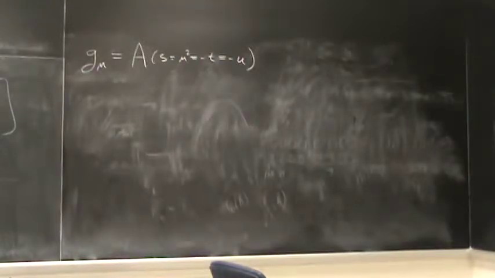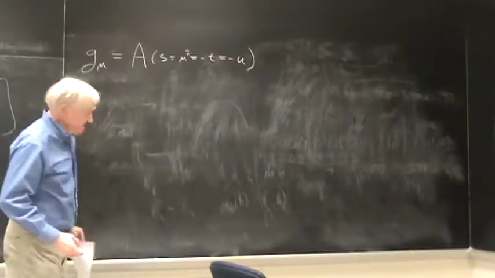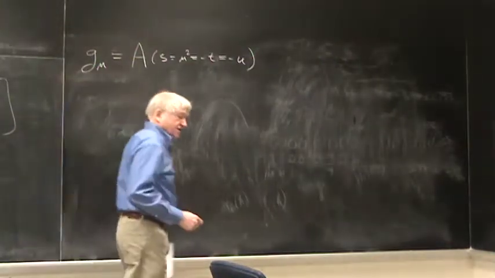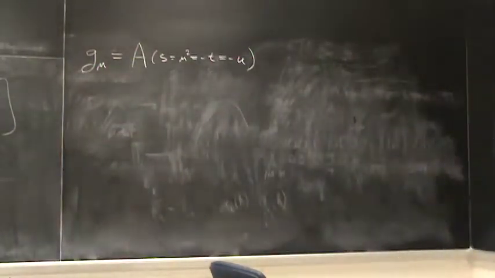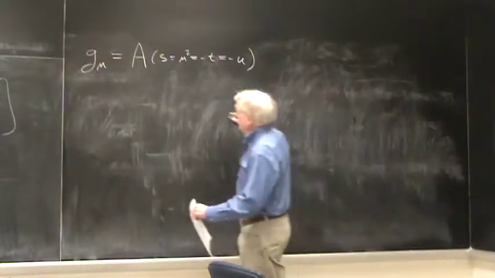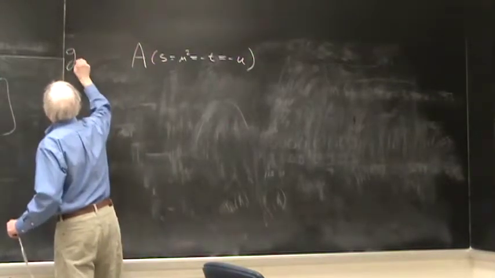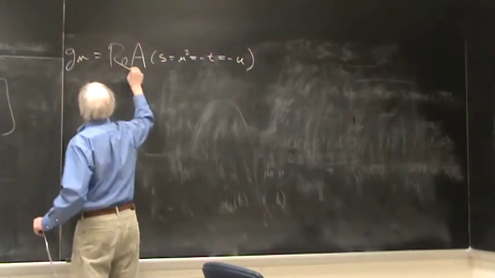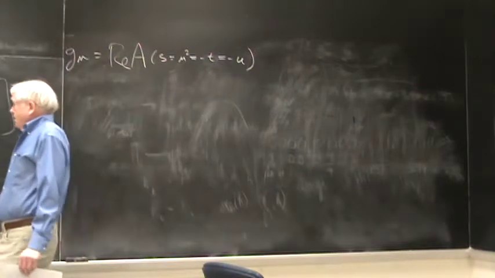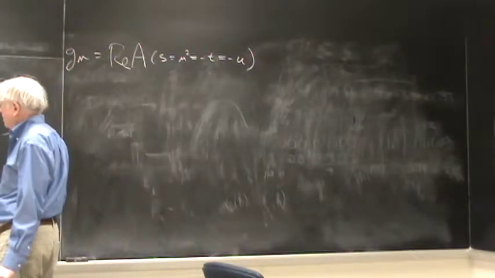And so now what we're doing, I made a mistake here. This is supposed to be the real part of the amplitude, because I don't want a complex coupling. But you could define a delta G, right? That is G mu minus the original G. And so that would only be the contribution from the loop diagram. Is that something people do?